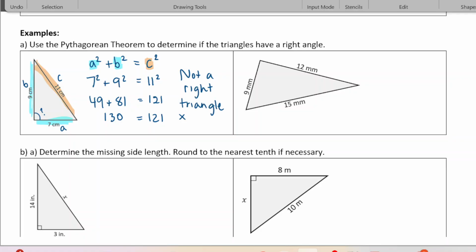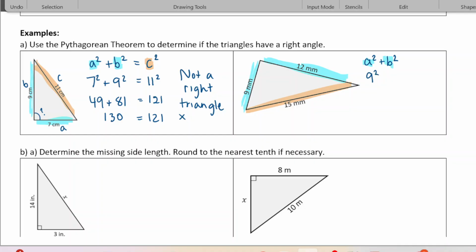You can pause the video here and try this for yourself on the next triangle. We want to take the two smaller sides. Those are both A and B. And then this is the side we think might be the hypotenuse here. So let's check. Let's do A squared plus B squared, the two blue sides.